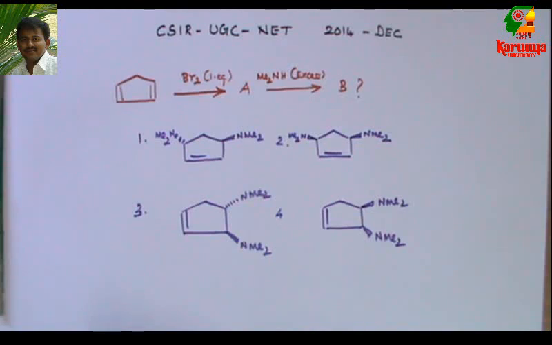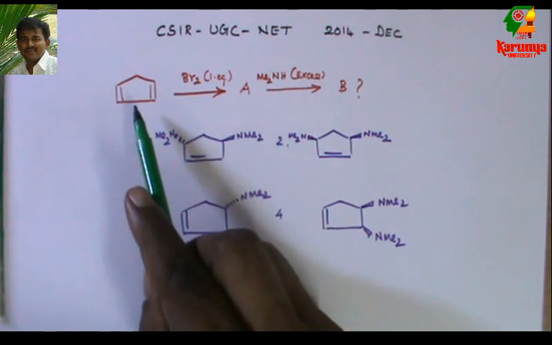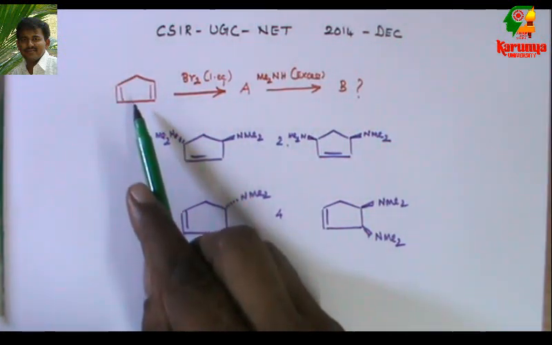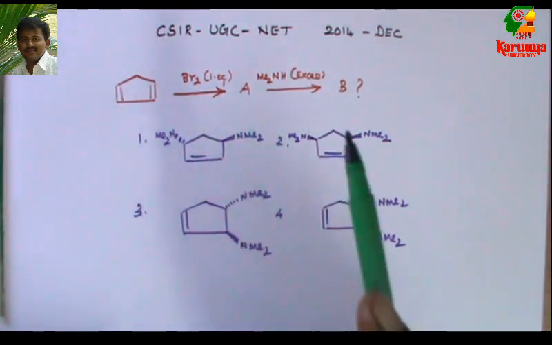Today I am going to solve a problem on SN2 prime reaction. You can find this problem in CSIR exam, 2014 December. Here is the problem. When cyclopentadiene is treated with bromine, it gives A.